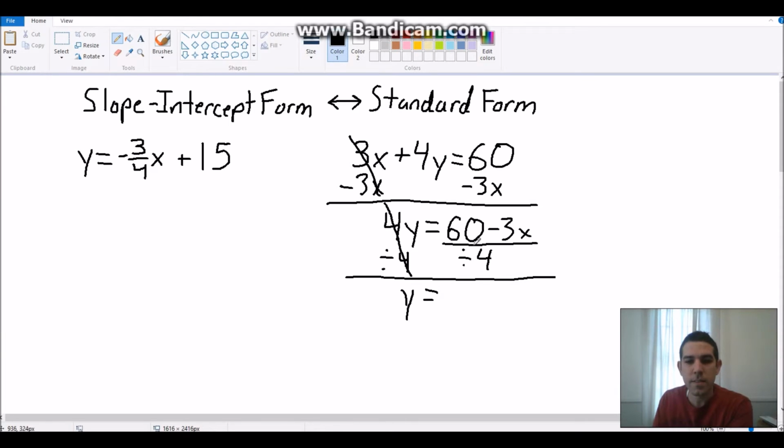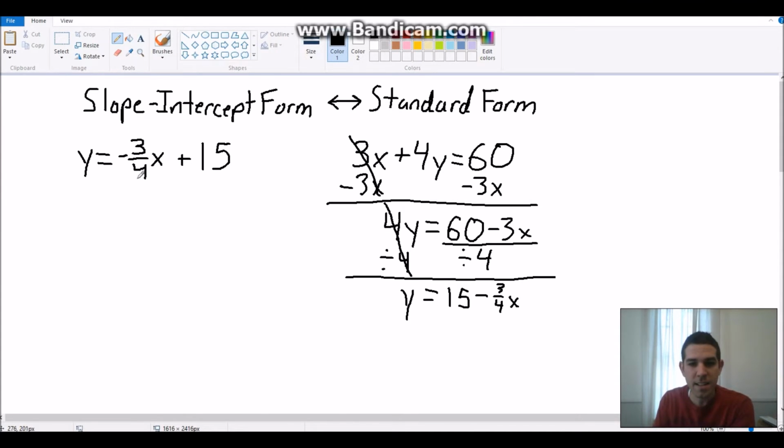So what's 60 divided by 4? Well, that's 15. And negative 3x divided by 4? Well, we can't really do anything with x, so we'll just say 3 over 4. And I'm going to leave it as a fraction, and it's actually going to be easier to leave it as a fraction than to change it to a decimal. And there we go. That's it.